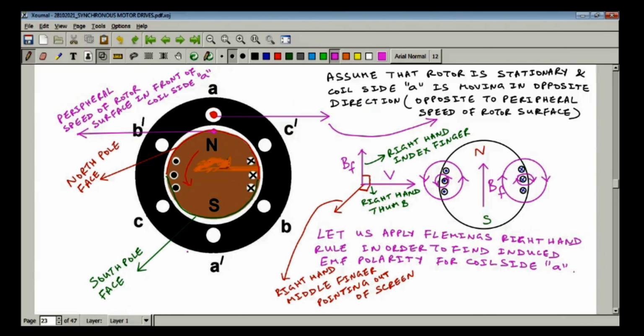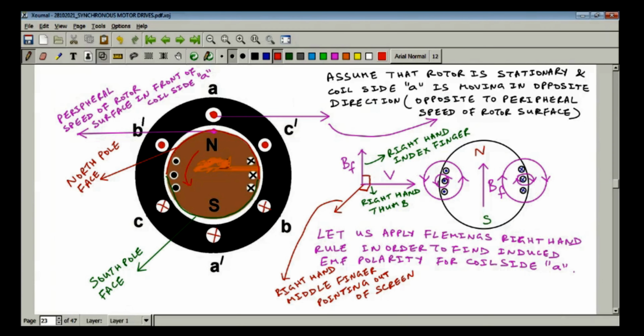Okay. Now, coil side B dash, C dash under north pole face, they will also have dot polarity of induced EMF. So this will be dot. This will be dot. This will also be dot. And under south pole it will be opposite. It will be cross, cross, cross.